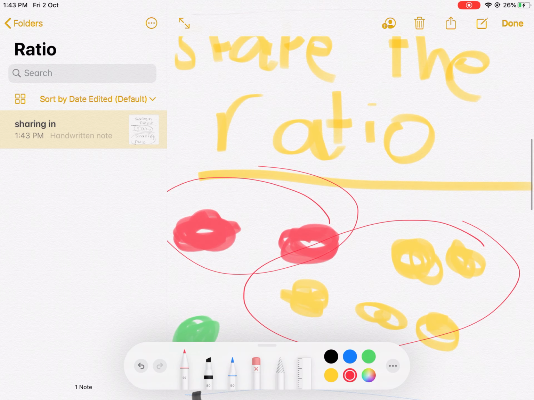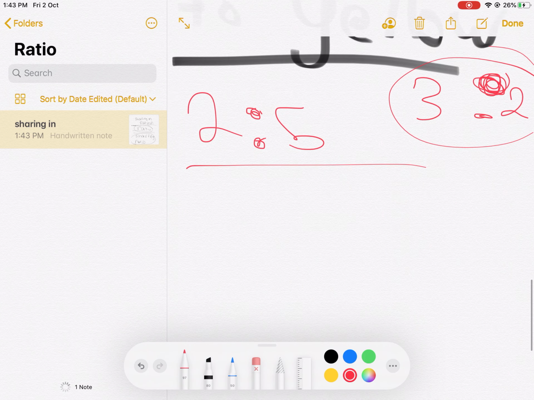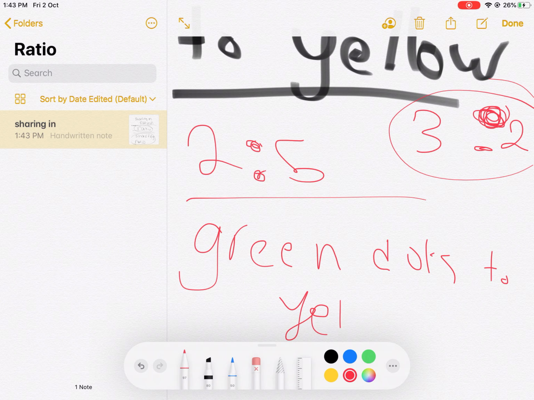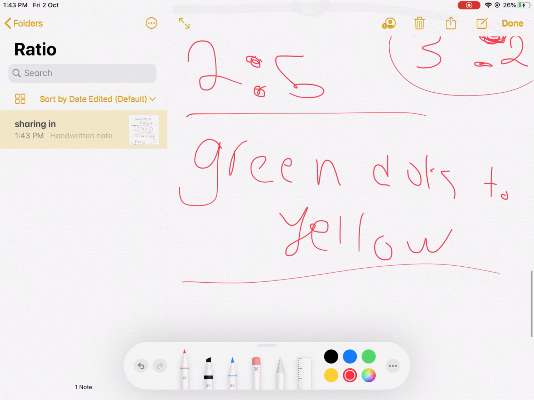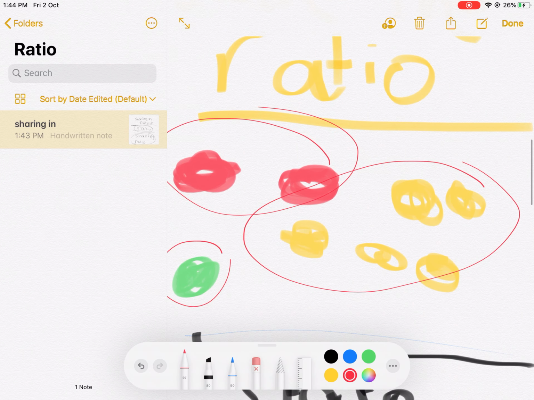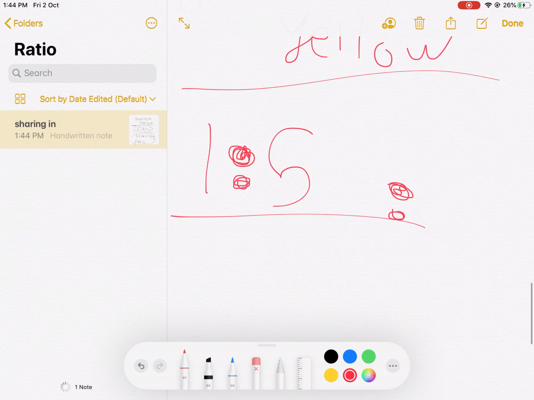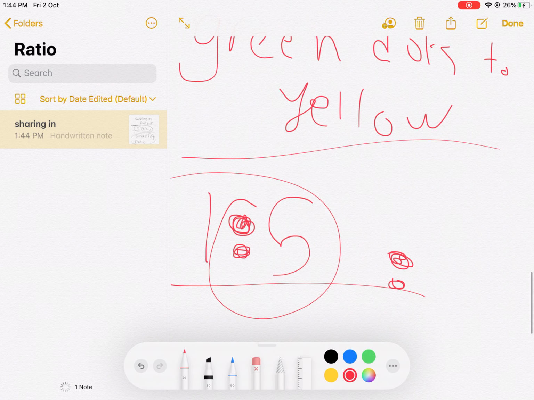So let's try another one. State the ratio of green dots to yellow. So we know there's 1 green out of 5. This is what ratio means, actually. This is the simple meaning of ratio.